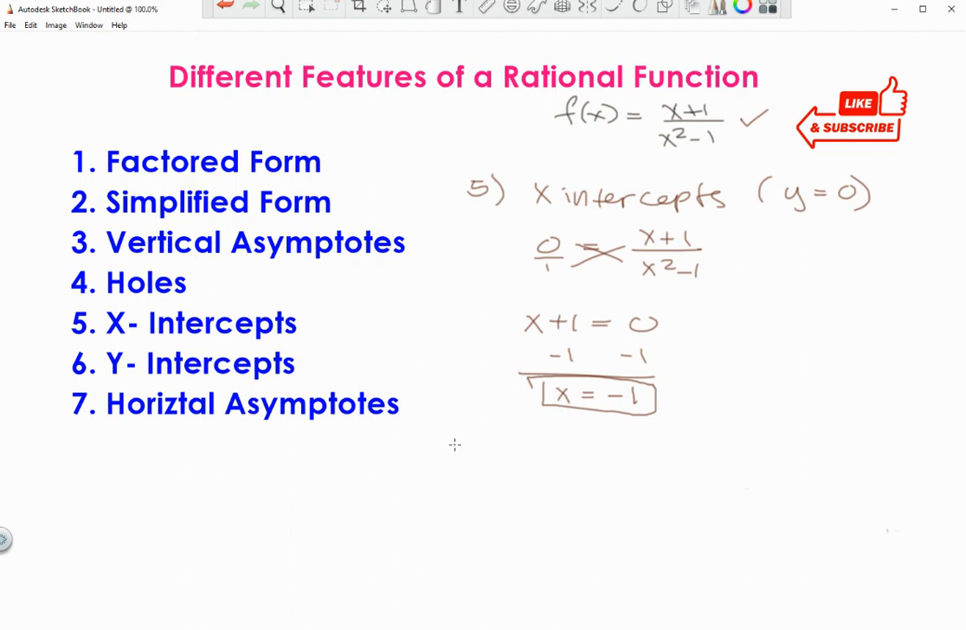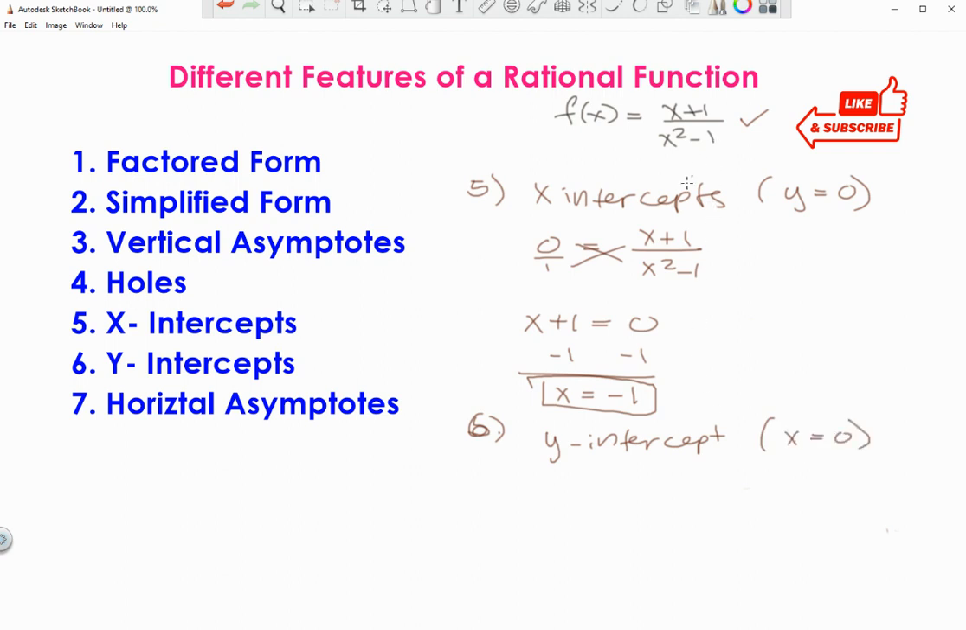Let's do the y-intercept. Okay, so the y-intercept, number 6. Remember, for the x-intercepts, the y equals 0, and for the y-intercept, the x equals 0.